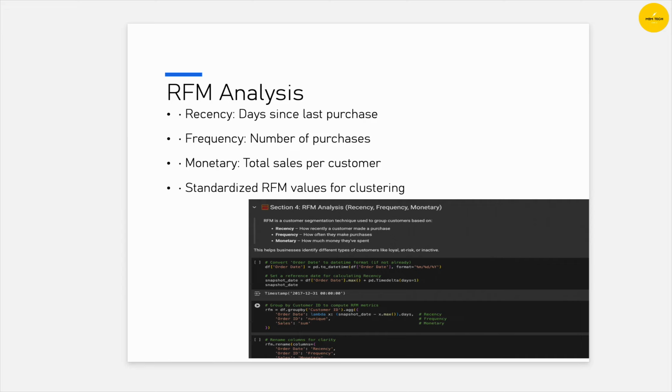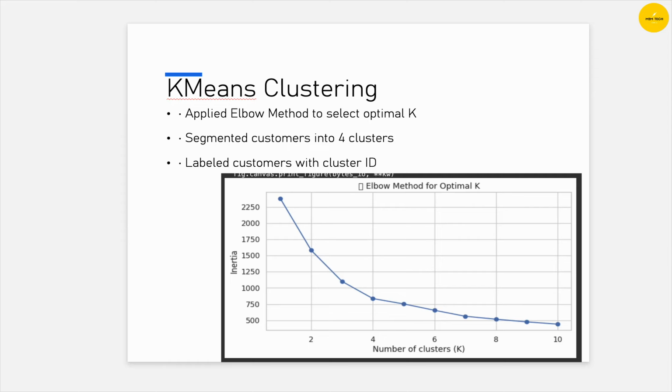To group customers into meaningful clusters, I applied k-means clustering. First I scaled the RFM values because they have different units. Then I used the elbow method to determine the optimal number of clusters. In this case, four clusters made the most sense since the elbow bent at that point, and each customer was then assigned to a cluster based on their RFM pattern.